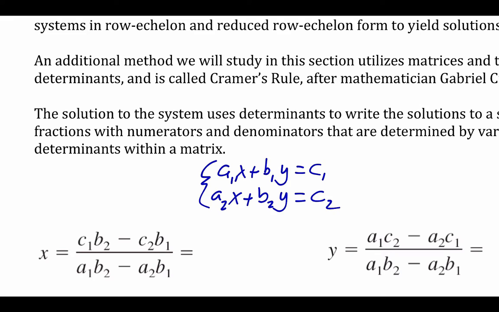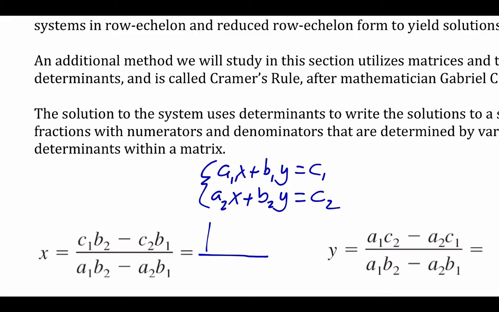The x solution we can determine by doing c1 times b2 minus c2 times b1. That kind of sounds like a determinant that we were using earlier. We'll get to that. And then the denominator would be a sub 1 times b sub 2 minus a sub 2 times b sub 1. Also kind of seems like a determinant. So with those being like determinants, let's talk about the matrices that they might be related to.